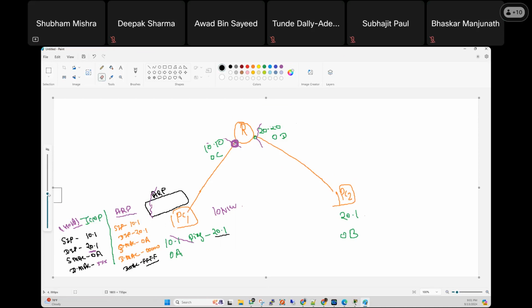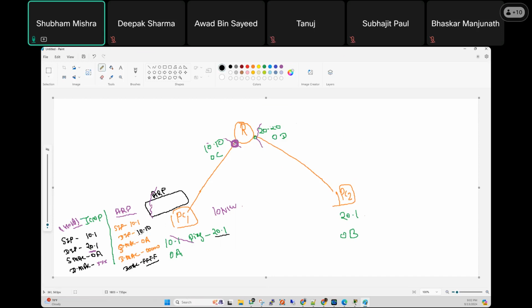Never be 20.1. What will be? Default gateway. That is 10.10. Anyone who does not understand, is it clear to all of you? Yes, sir. Now, tell me one thing.